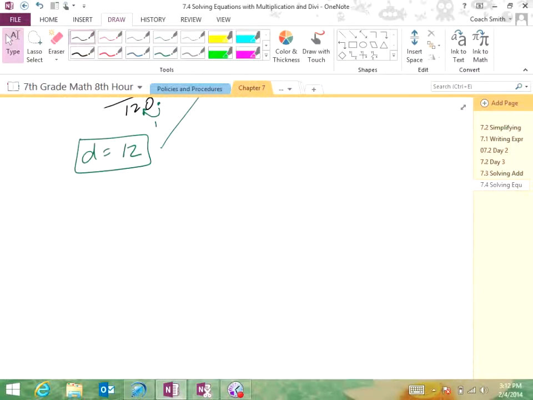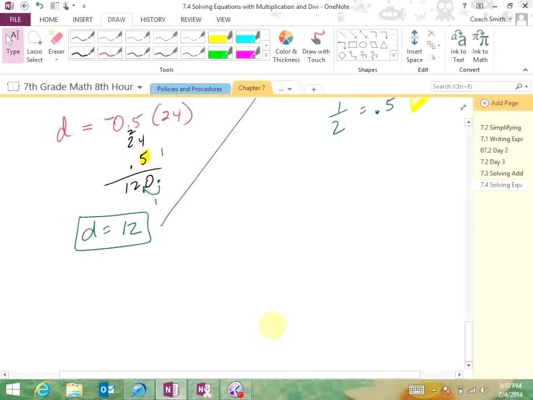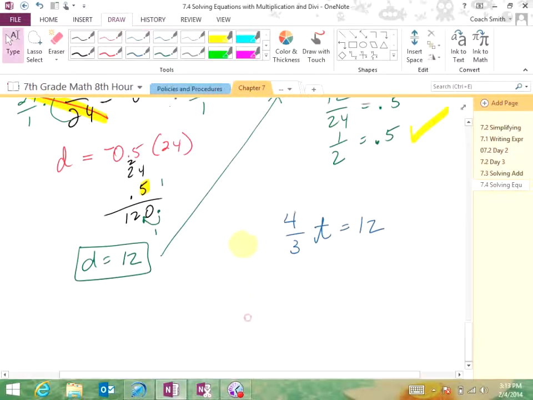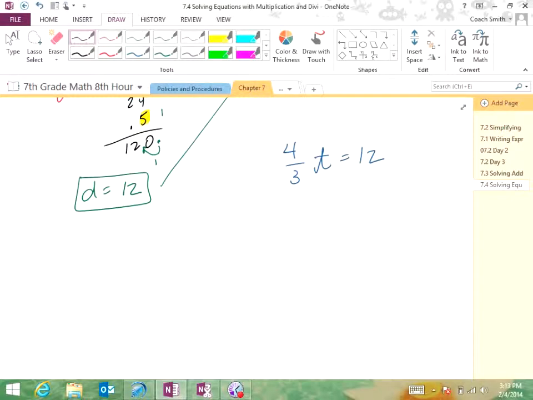All right, now, the last type of equation we're going to look at, a couple of them, is this one here. 4/3 times t equals 12.